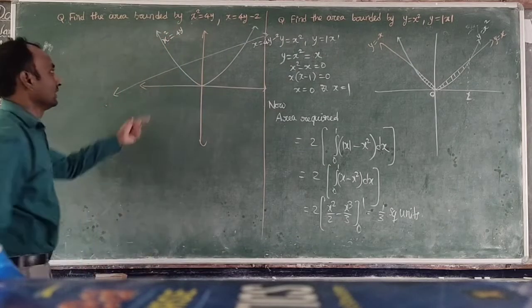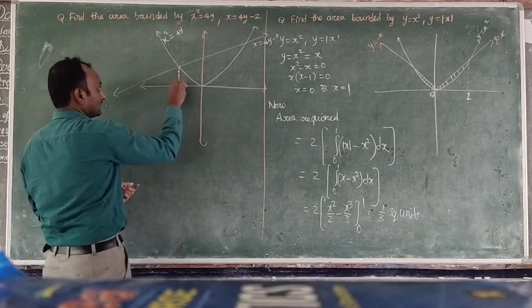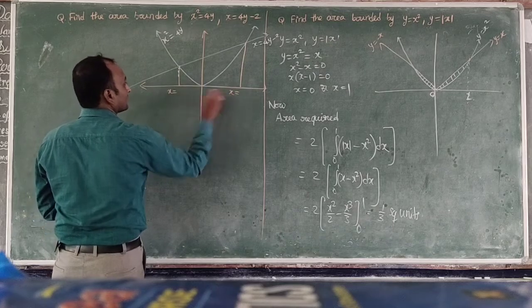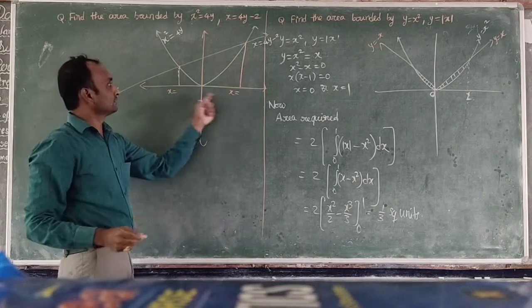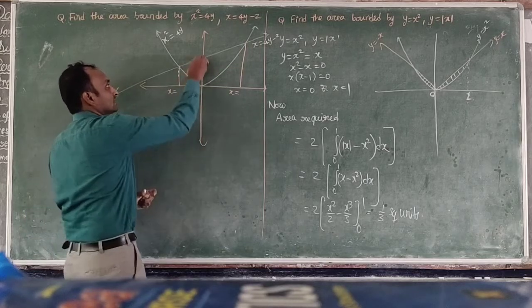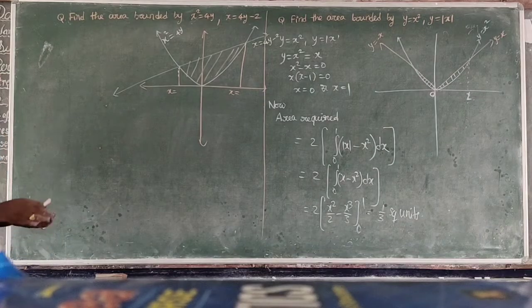We have to solve to find out the limits. This is our limit here. This is the limit. Then if I get these two limits, the area bounded by the line minus the area bounded by the parabola, this area will come. This shape is not required. Okay? So first of all, finding the limits.